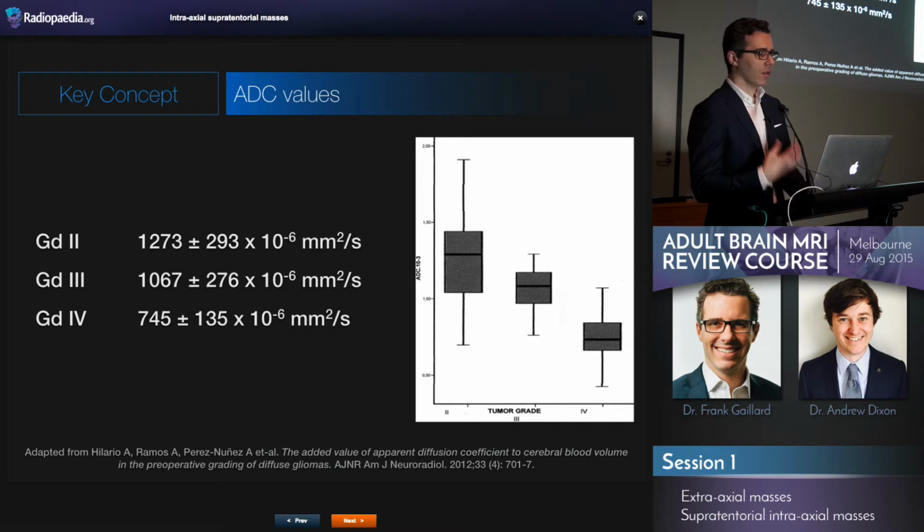It's important to get used to measuring ADC values. ADC should, on all your scanners, be reliable numbers. We're not used to having reliable numbers on MR, but ADC is the exception. These are like Hounsfield units on CT. You can put an ROI and measure it off.